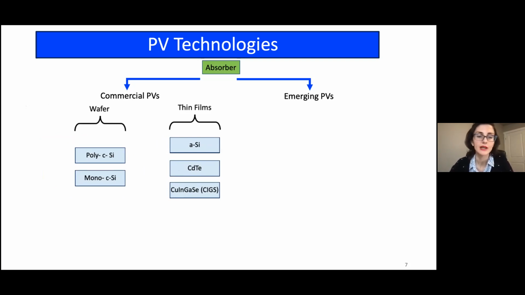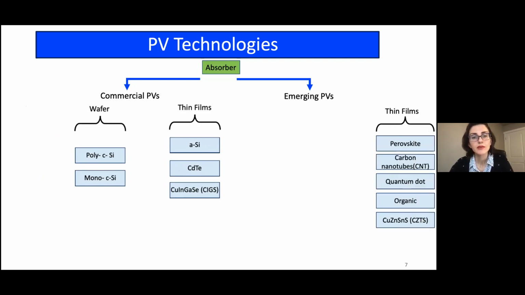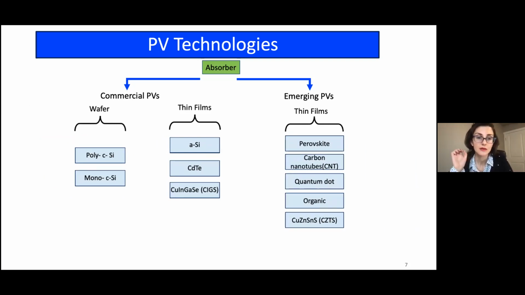thin films are available. So what do we have on the emerging side? There is perovskite technology. Some carbon nanotubes are also used as an absorber material. Quantum dot technology as a nanomaterial is also used. Organic polymer PV technologies and inorganic copper zinc tin selenide, or CZTS, types of PV technologies are available.